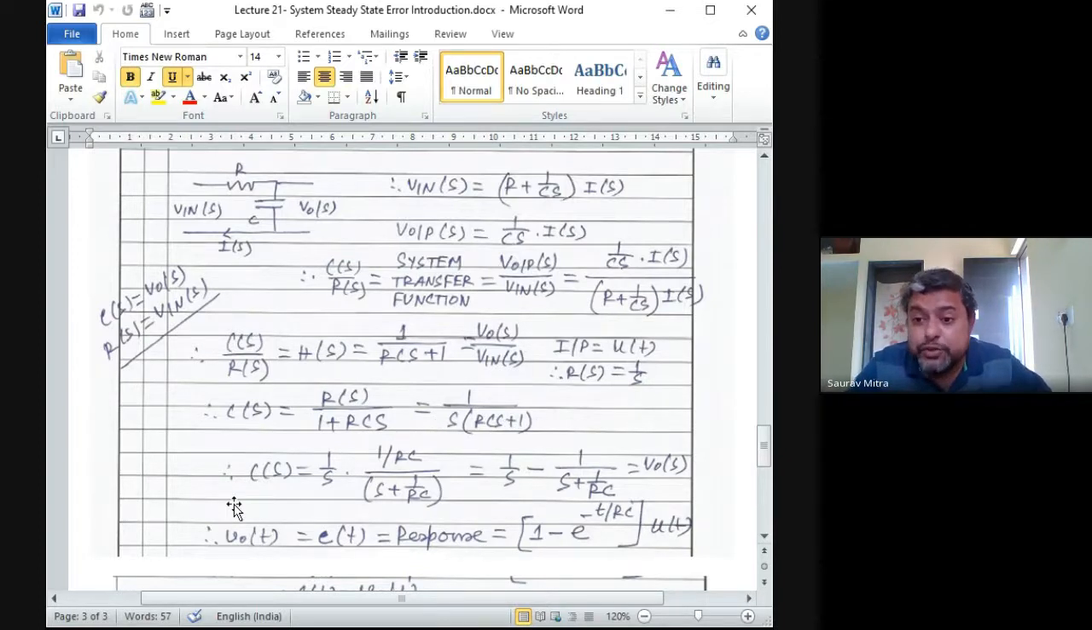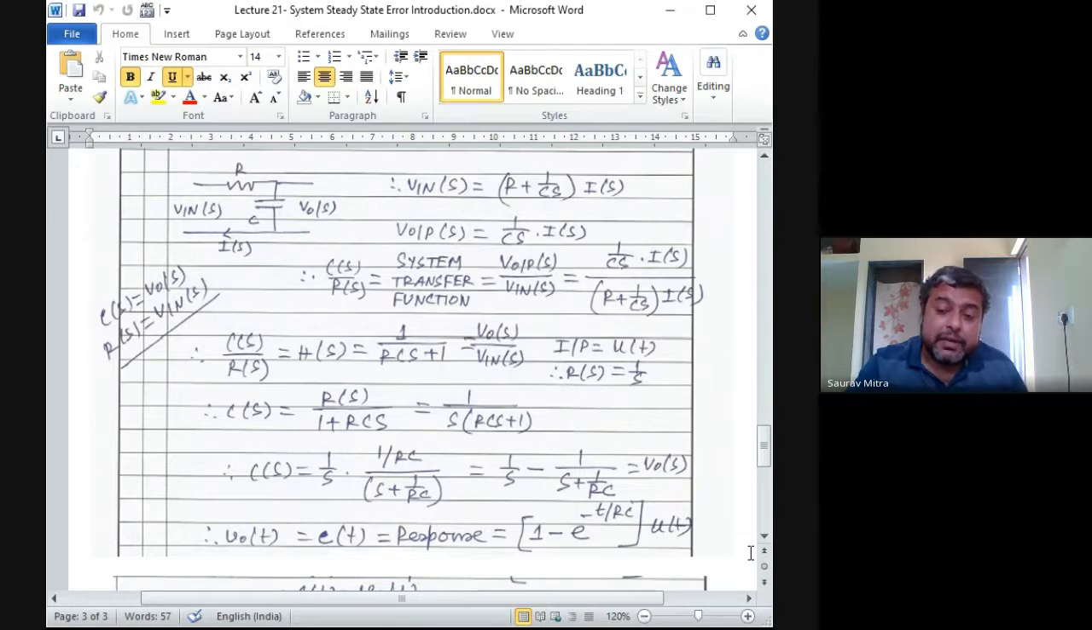You are finding the response. Okay, and what is meant by steady state error? Input minus C(s). Input is 1 because I am giving a step input. So C(s) is 1 by s minus 1 by (s plus 1 by RC). That means 1 minus e raised to minus t by RC. So the output, that is c(t), is equal to 1 minus e raised to minus t by RC.